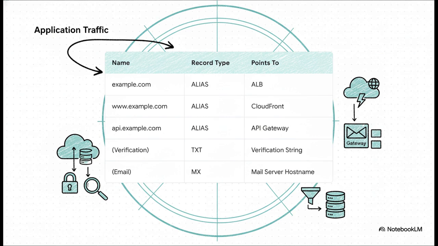The root domain points to a load balancer. The www subdomain points to a CloudFront distribution for speed. The API subdomain points to another load balancer or API gateway. And meanwhile, in the background, the TXT and MX records are quietly handling verification and making sure email gets delivered. This is a solid, modern setup.